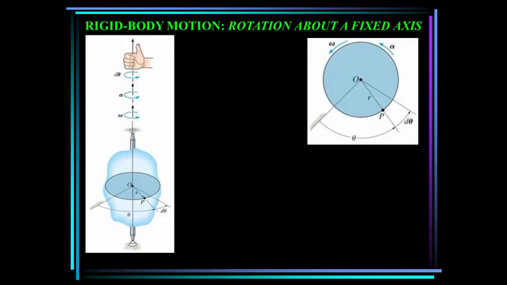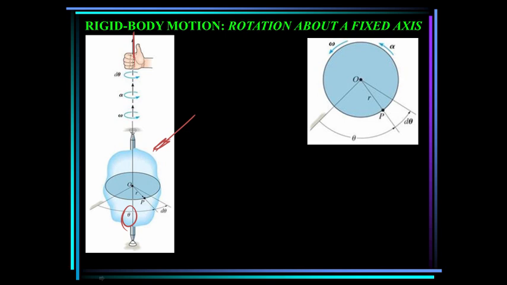Now we'll talk about rotation about a fixed axis. So here in blue, we have a rigid body that's rotating about this axis here. We have a point P on the body, and it's located a distance r from the axis of rotation. The position of particle P is denoted by this angle theta. When a body rotates about a fixed axis, any point P in the body travels along a circular path.